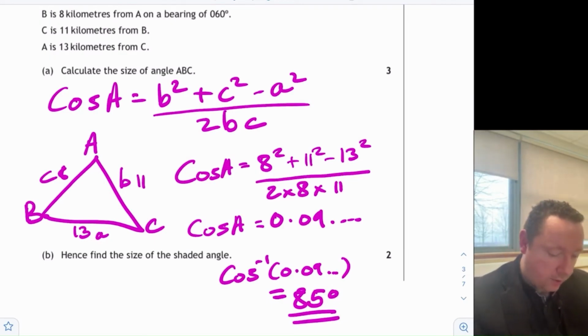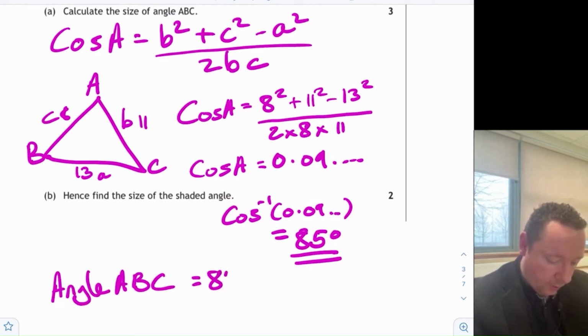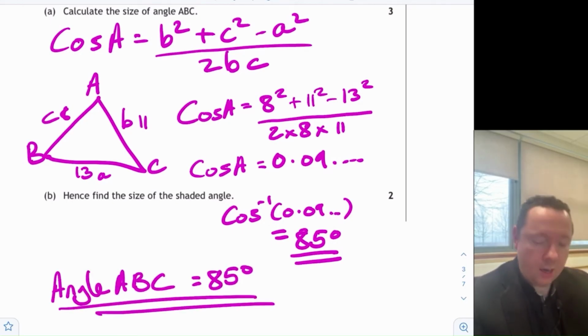So just to answer the question, remember they said angle ABC. I would then write, to be very clear, angle ABC equals 85 degrees. And we're done there.